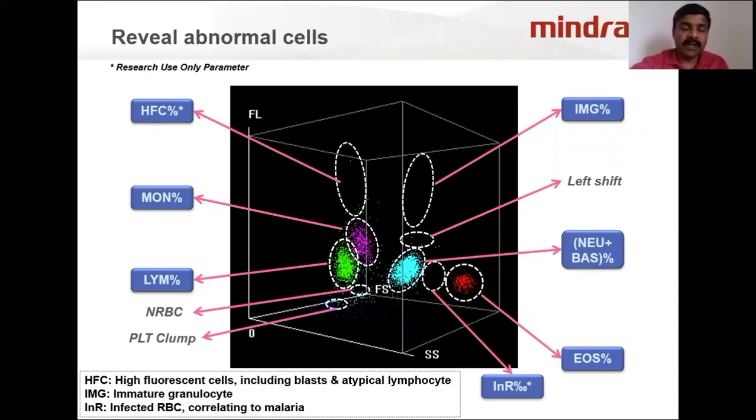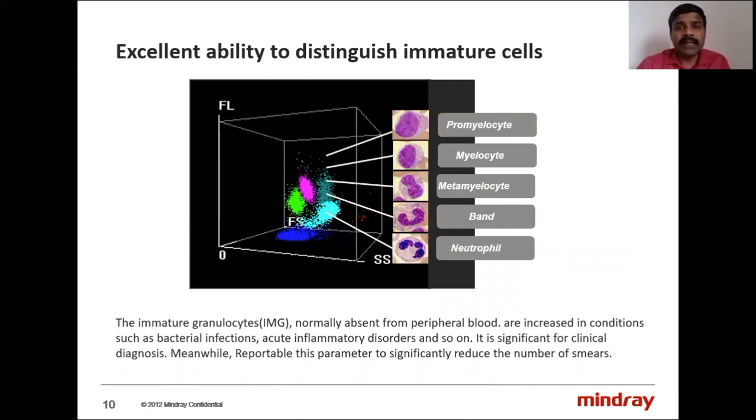This also ensures that if some foreign cell particles or parasites are present in this channel, they will get identified. You can see one parameter called infected RBCs, that is the INR. These infected RBCs are directly captured from this differential channel, which will give you an indication of malarial parasite infection.